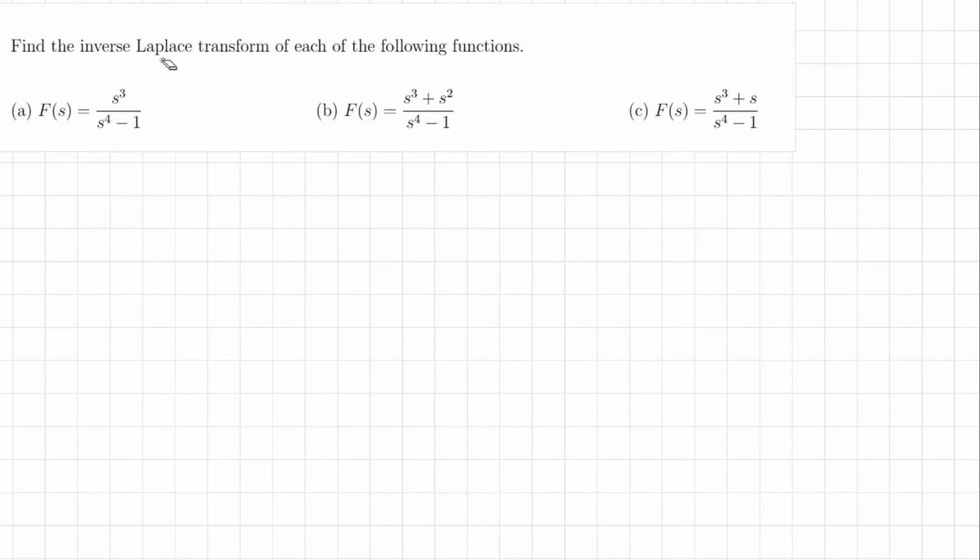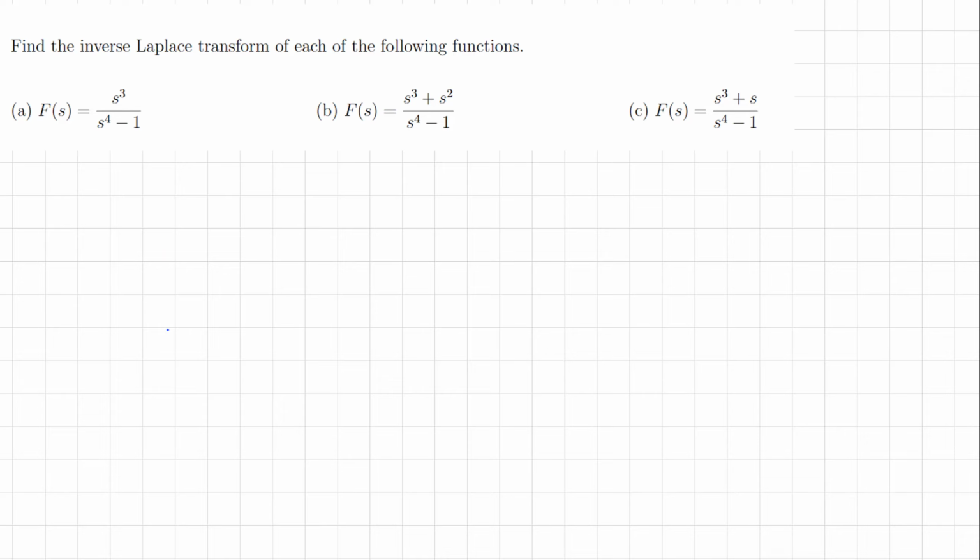Find the inverse Laplace transform of each of the following functions. So we got three functions. The bottom is the same. The top differs a little bit. Here is s cubed, here is s cubed plus s squared, and here s cubed plus s.